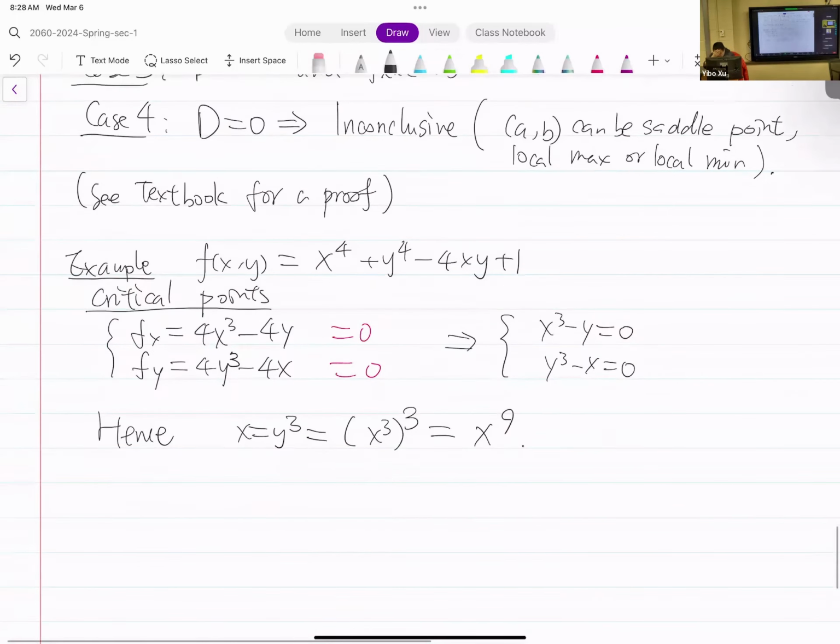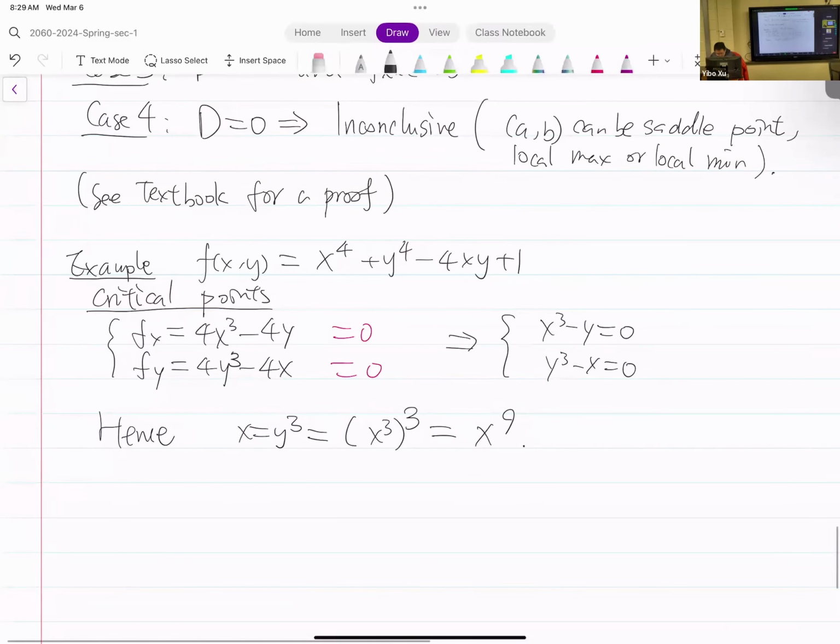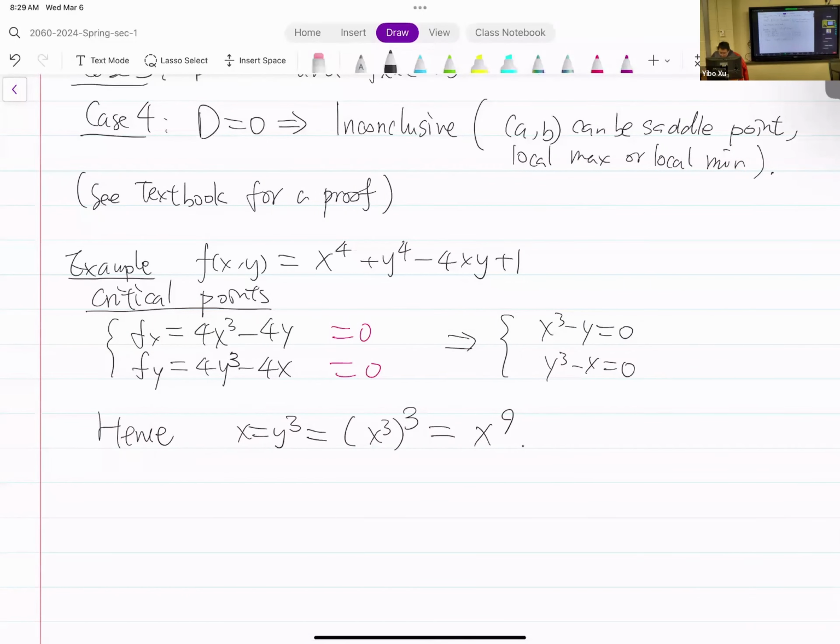And then, well, we need to do some factorization. Okay, so we have x equals x to the 9, right? If you subtract both sides by x, you will have x to the 9 minus x equals 0. You can factor it by stating 0 equals x to the 9 minus x, which equals, you can factor x, you will get x times (x to the 8 minus 1), right? So x to the 8 minus 1.